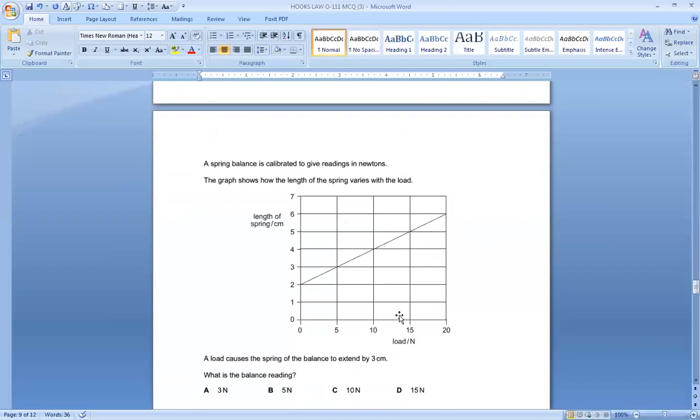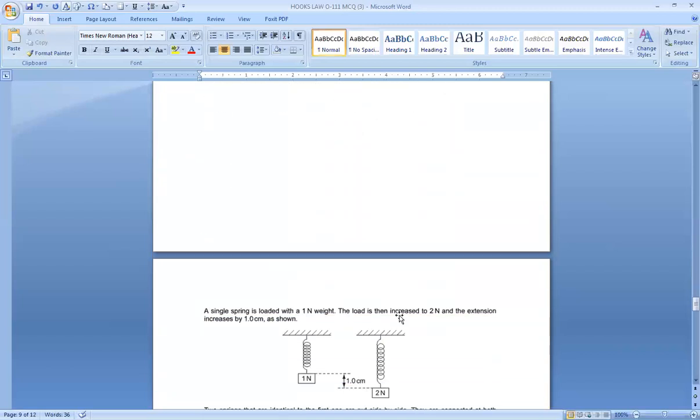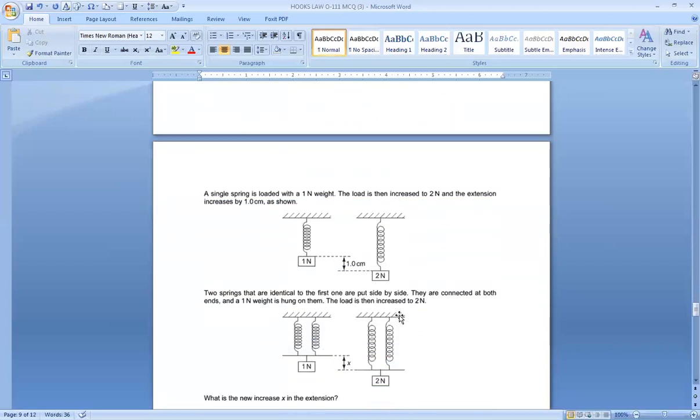Number 14, we have done this before. It's a repetition of the question. Number 15, I'm going to discuss. A single spring is loaded with 1 Newton. The load is then increased to 2 Newton. There is an extension of 1 centimeter. For a change of 1 Newton in a single spring, the extension is 1 centimeter.